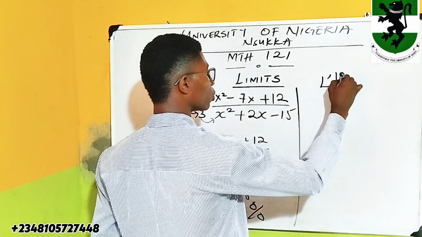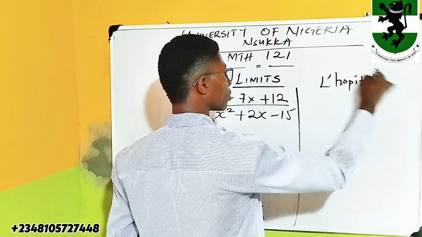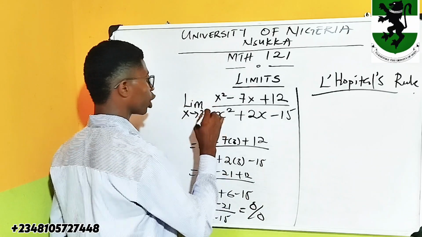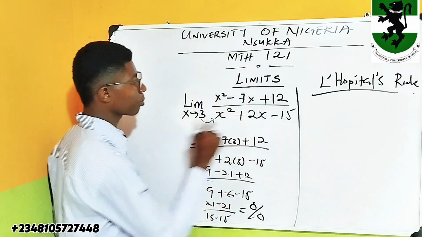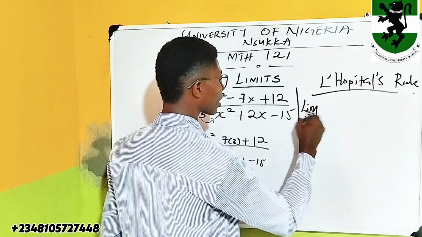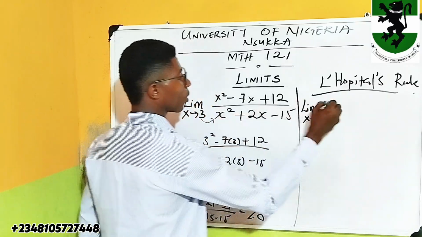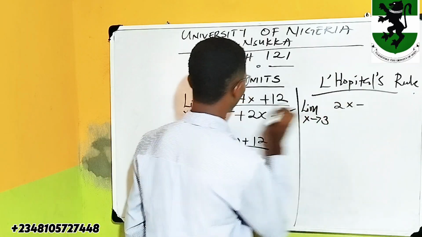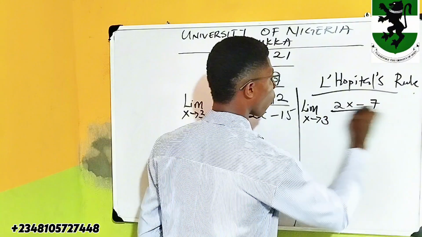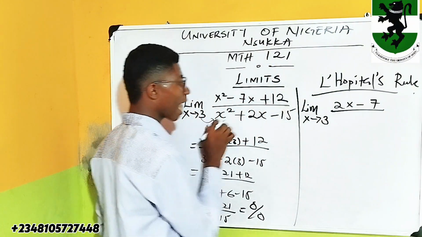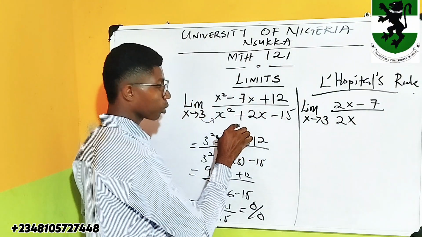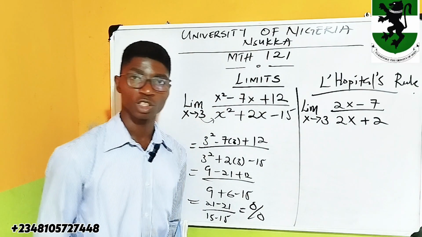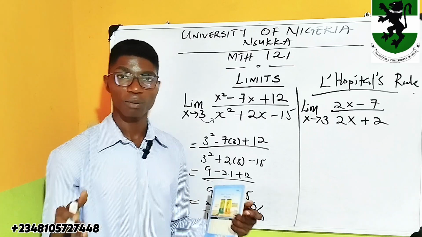Now, applying L'Hopital's rule, we're going to differentiate the numerator and the denominator separately. So we have the limit as x approaches 3 of 2x, differentiating x squared, minus 7, differentiating 7x, over 2x, differentiating x squared, plus 2, differentiating 2x. I hope you know how to differentiate. If you don't know how to differentiate, just type, I don't know how to differentiate, help me.